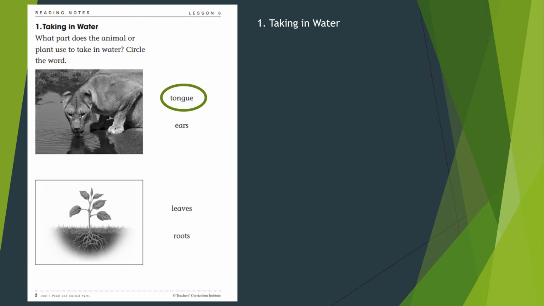All right, now a plant does not have a tongue. How does the plant take in the water? Through its leaves or roots? Correct, through its roots.